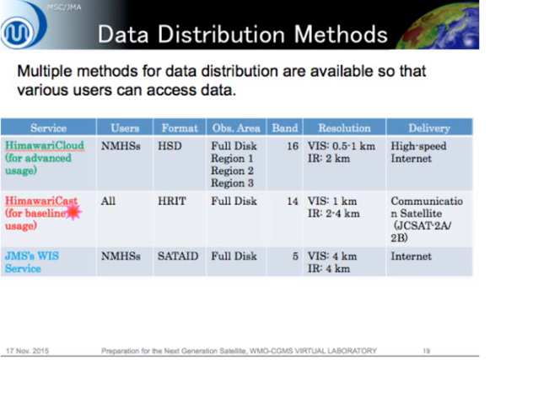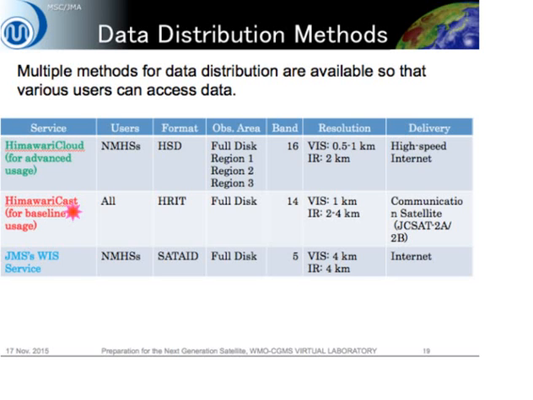And HimawariCast. HimawariCast service is data distribution by a communication satellite. HimawariCast dataset is somewhat restrictive so that a wide range of users can access and can handle it. It offers full disk and 14 bands data with moderated spatial resolution. The format of data is HRIT, which is the same with MTSat data. And it is open to everyone.